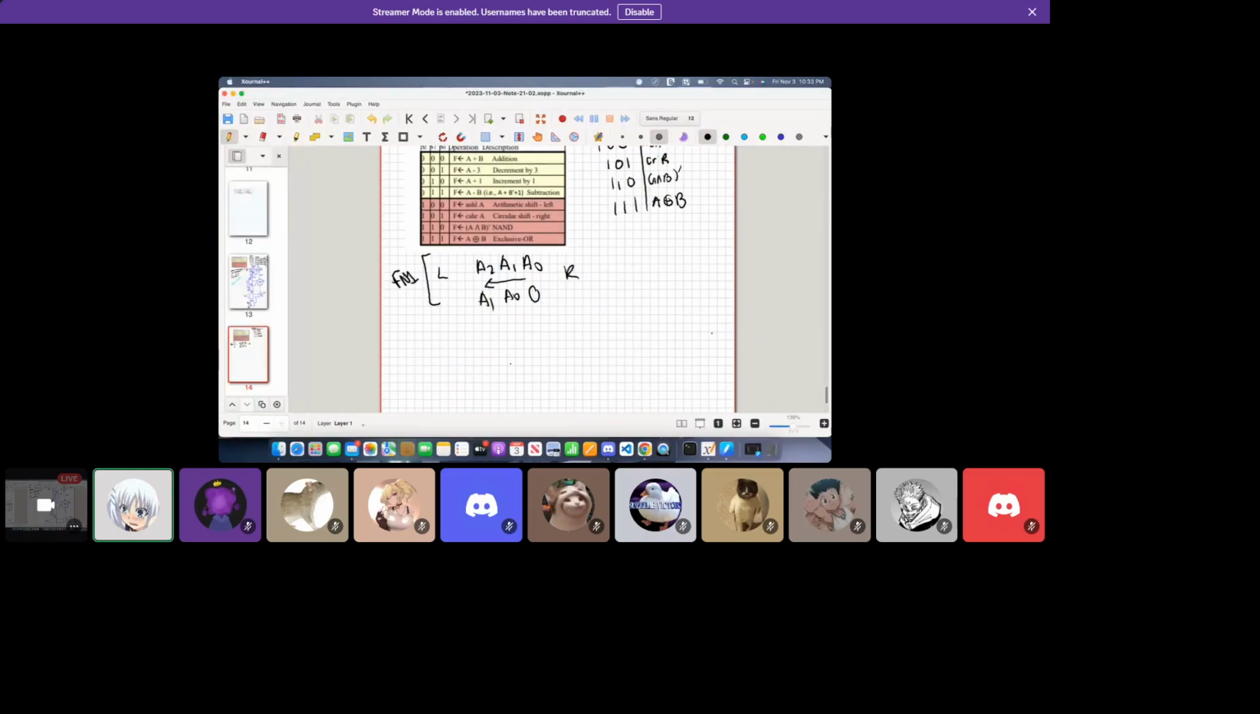Now let's do function 2. We're going to do circular shift right. Okay, we have A2, A1, A0. We have left, we have right. We're going in this direction. Circular shift, we just shift it in a circular direction. A0 feeds back to the end, and then everything gets pushed up. We're going to switch A2 with A1, A1 with A0, and A0 feeds back into A2. Done. We're done with shifts.